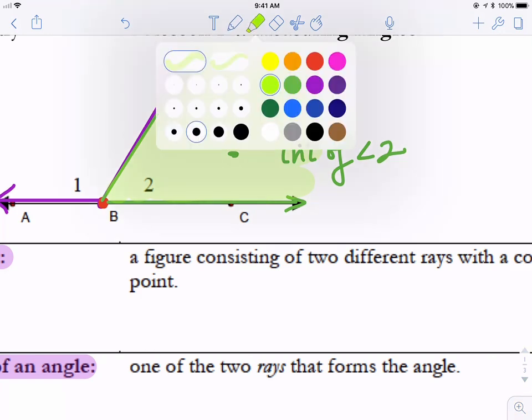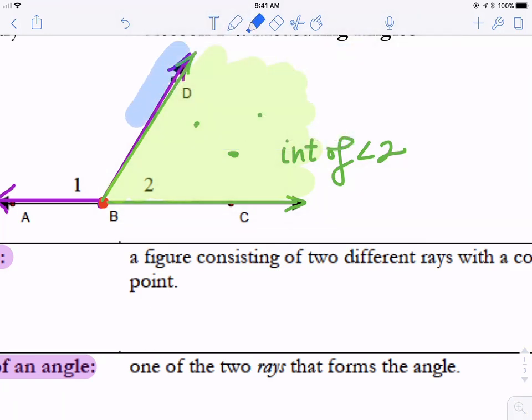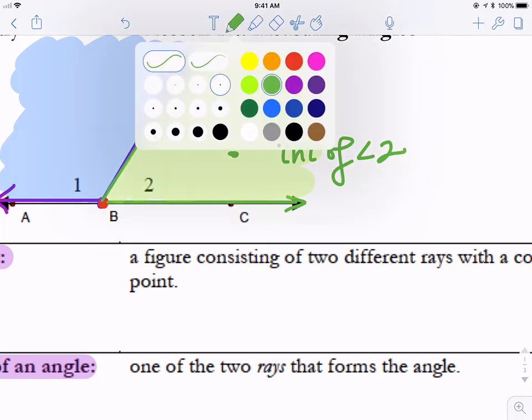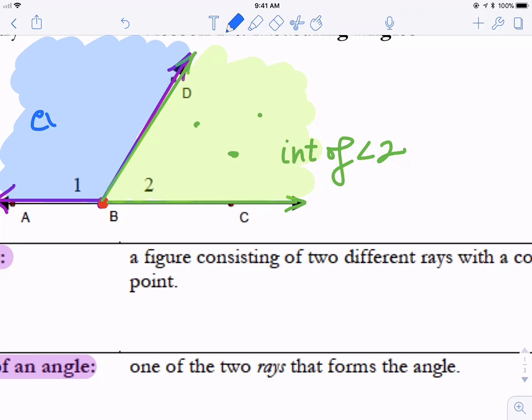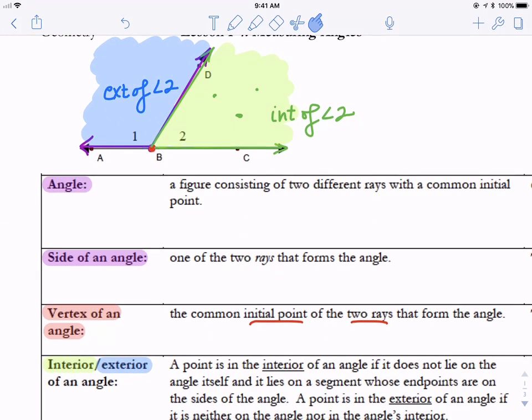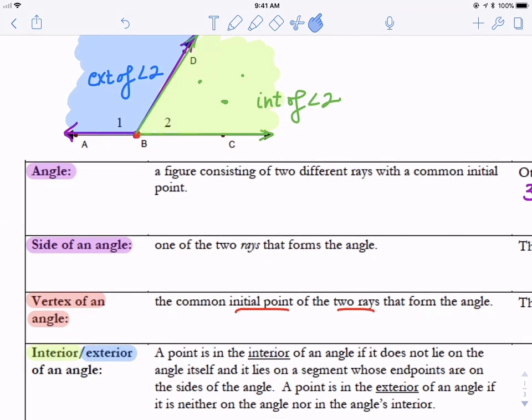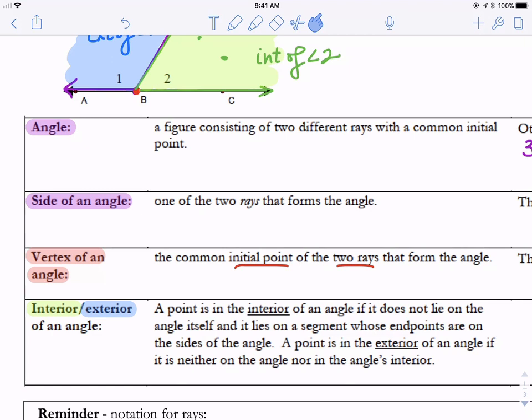Whereas the points that are not on the side of the angle where we have the 2 there would be the exterior. This stuff is the exterior or the outside of angle 2. Now notice the exterior of angle 2 is the interior of angle 1, but in relation to angle 2, that's the exterior of the angle. Okay, there's a definition down here that's talking about exterior and interior, but the idea is really pretty straightforward.